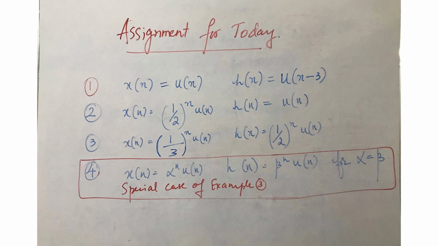Hope all the concepts are clear to you to compute the convolution sum between two discrete sequences in which both are infinite. If you have any doubts, you can clarify now.